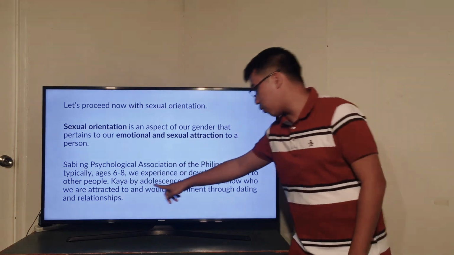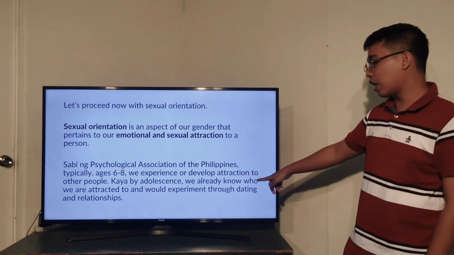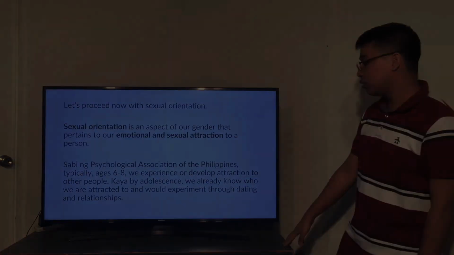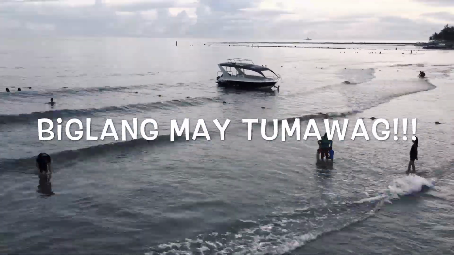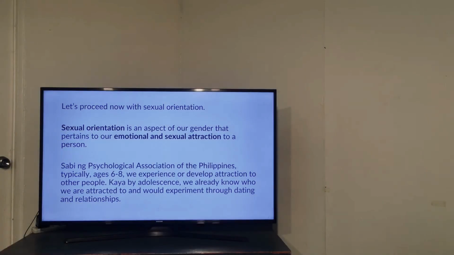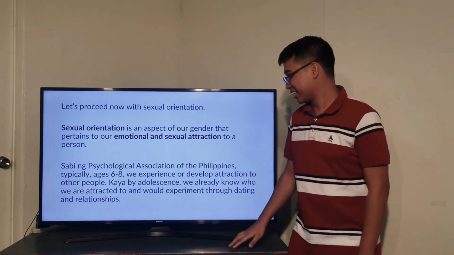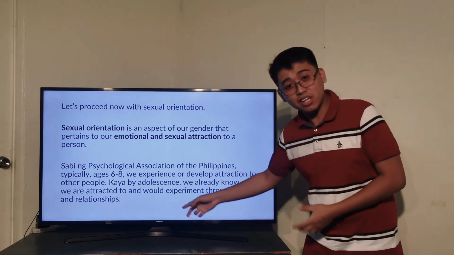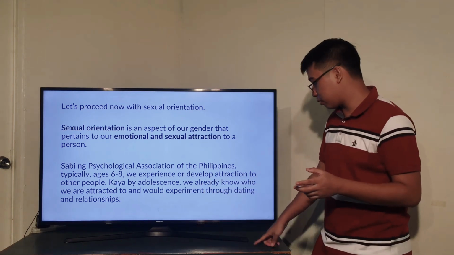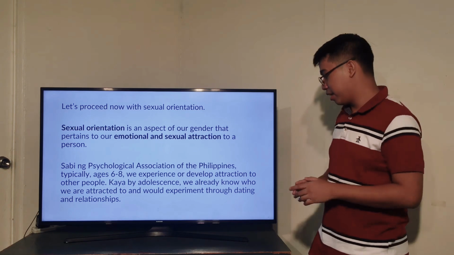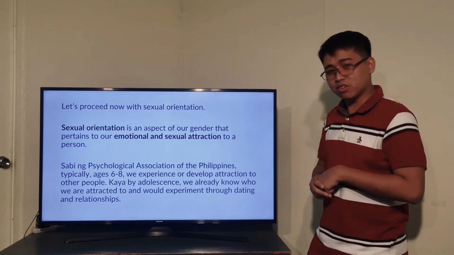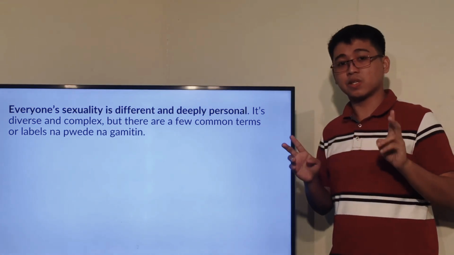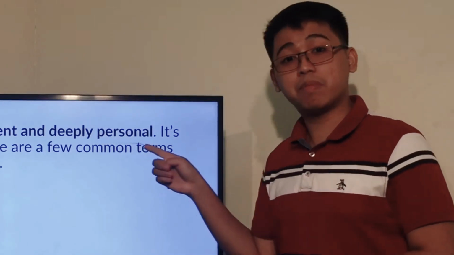children around 6 to 8 years old commonly begin to develop attraction to other people. So, by adolescence, they already know whom they are attracted to and with whom they will enter a relationship. Everyone's sexuality is different and deeply personal.